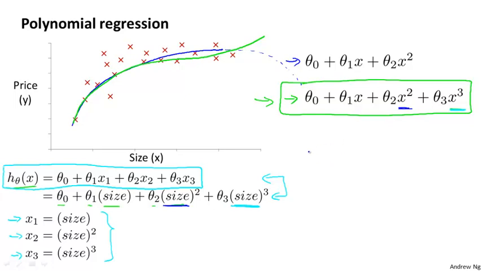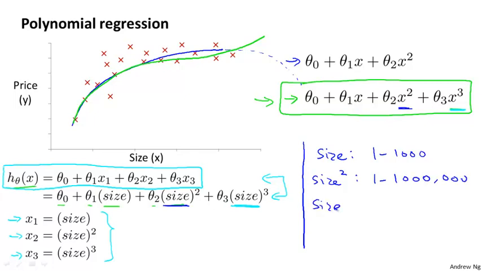I just want to point out one more thing, which is that if you choose your features like this, then feature scaling becomes increasingly important. So if the size of a house ranges from 1 to 1,000 square feet, say, then the size squared of the house will range from 1 to 1 million. That's the square of 1,000. And your third feature x3, which is the size cubed of the house, will range from 1 to 10 to the 9. And so these three features take on very different ranges of values, and it's important to apply feature scaling if you're using gradient descent to get them into comparable ranges of values.